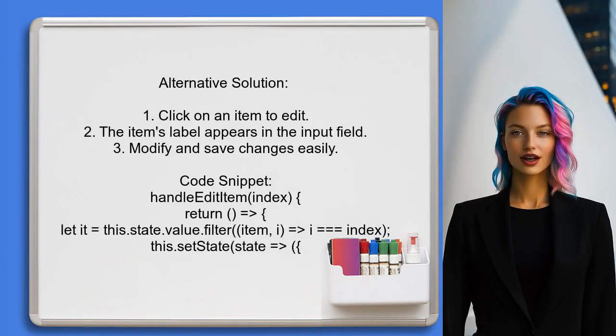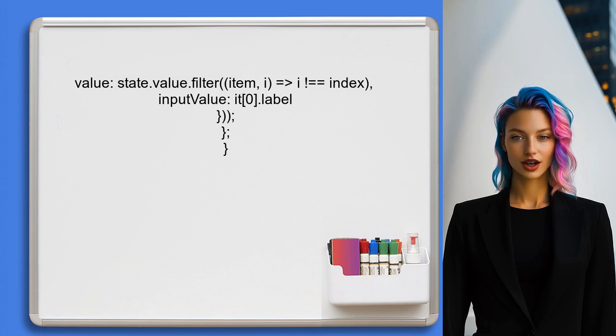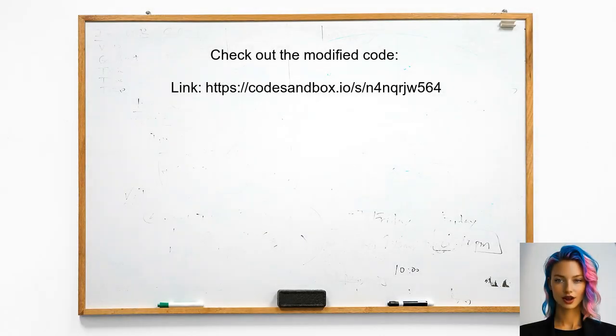One user found it challenging to edit created entries in React Select. They modified an existing solution to make it editable. Their approach allows users to click on an item to edit it, which populates the input field with the item's label for easy modification. They provided a link to their modified code on Code Sandbox for further reference, which can help others implement this feature.